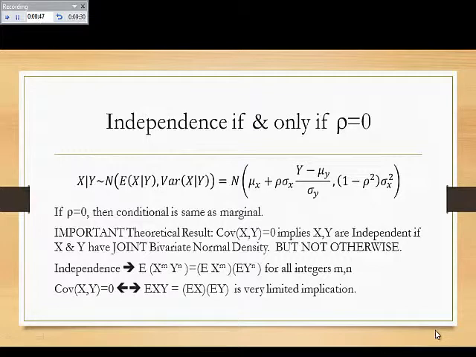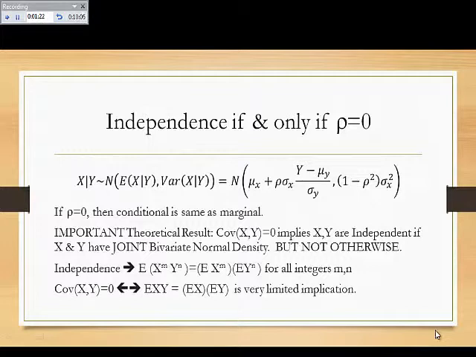Similarly, by just interchanging x and y, you can get the conditional distribution of y given x. It's completely symmetric, so there is no change, exactly the same meaning and derivation. And now, one thing that we note is that if rho equals 0, then the conditional distribution of x given y is the same as the marginal. The marginal is mu x and sigma squared x, and if rho is 0, that's what it reduces to.